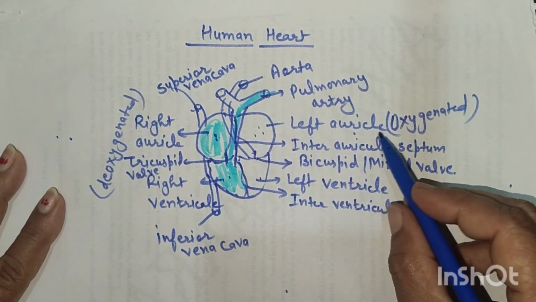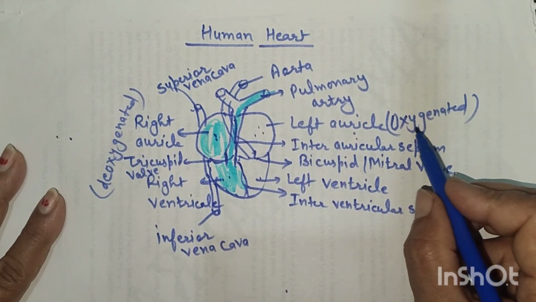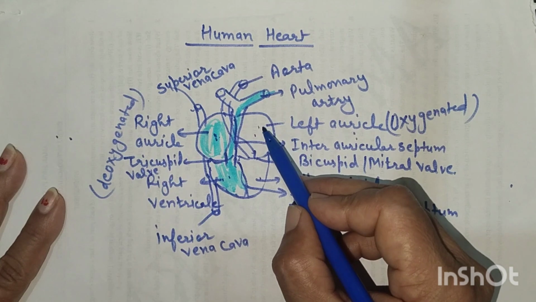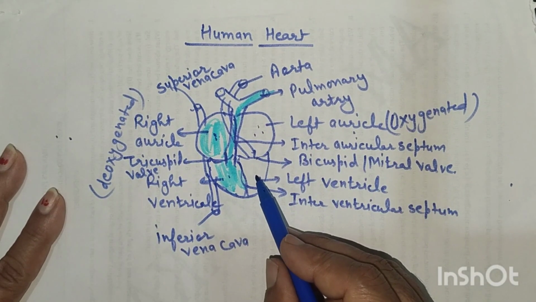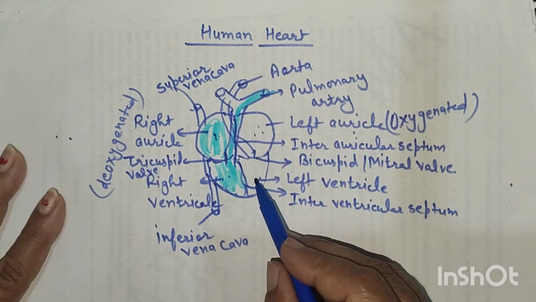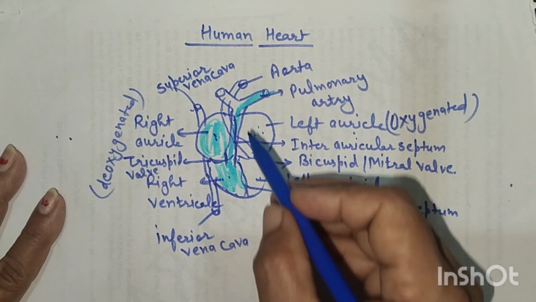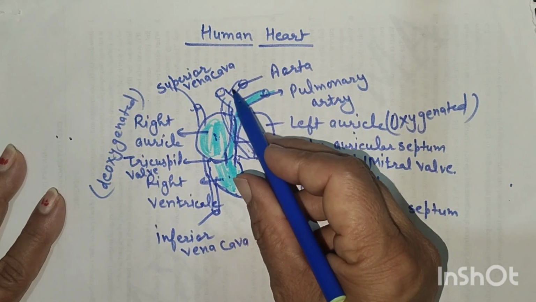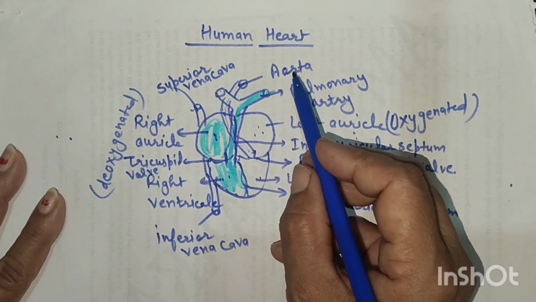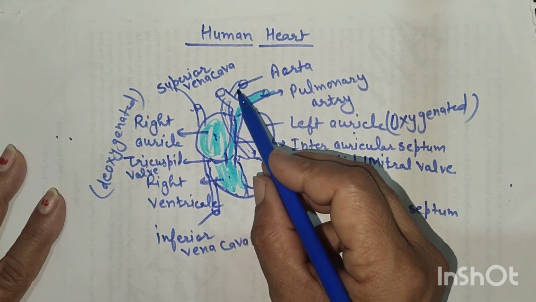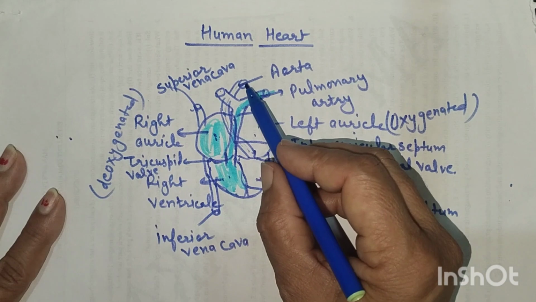Here in the left auricle, oxygenated blood comes from the lungs through the pulmonary veins and enters the left ventricle. From the left ventricle, it goes through the aorta, the largest artery of the human body.